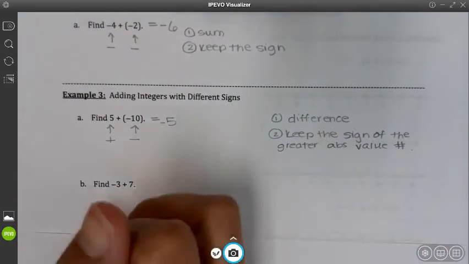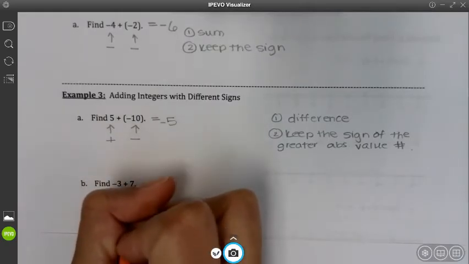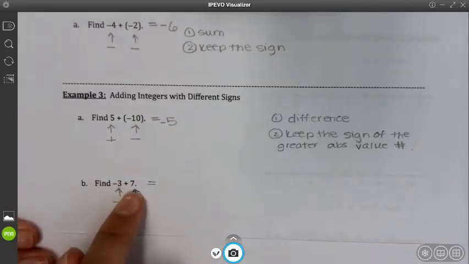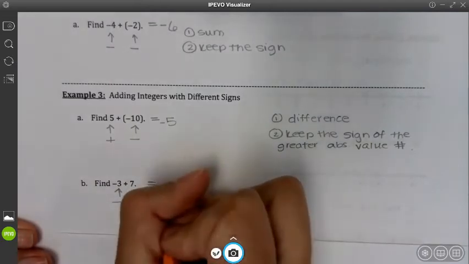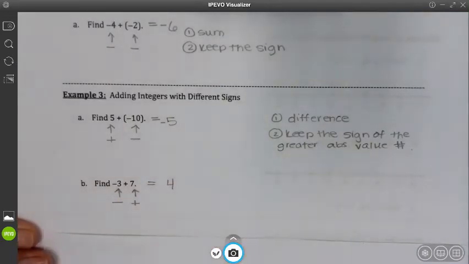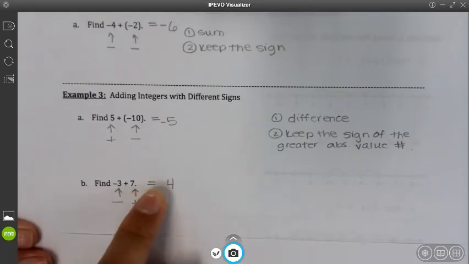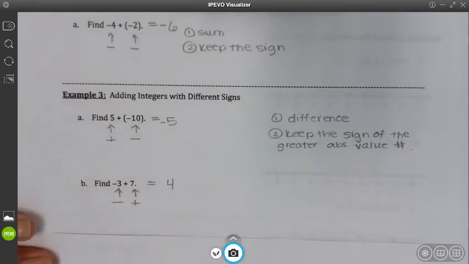Part B, we have a negative number and a positive number, so those are different signs. We're going to find the difference between the two numbers, the absolute value. So 3 and 7, the difference between them is 4. And who would win in a tug of war? 7 would win in tug of war because it's a greater absolute value number than -3. Therefore, our answer will be positive.